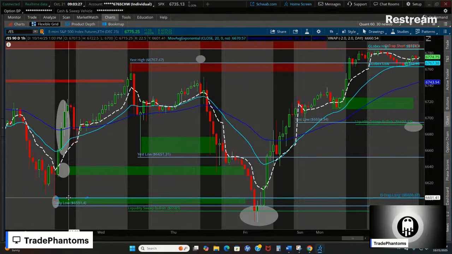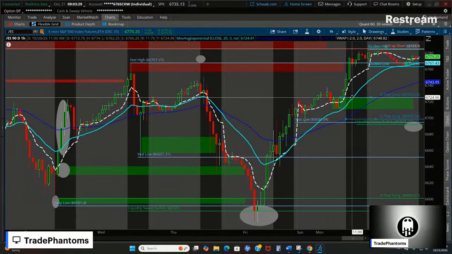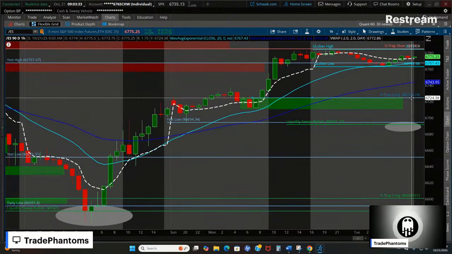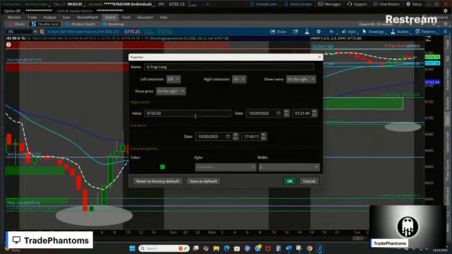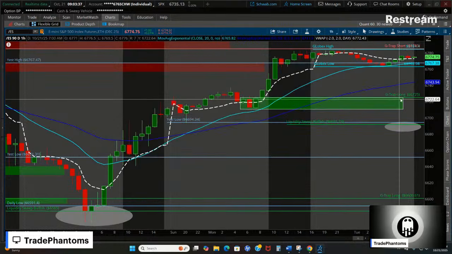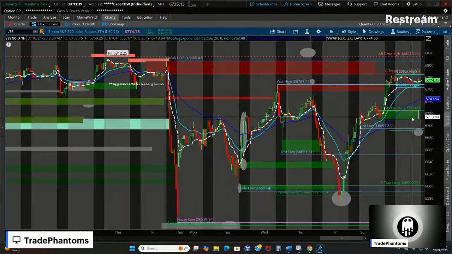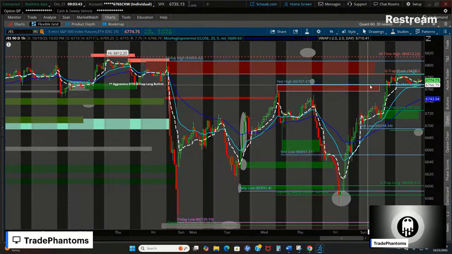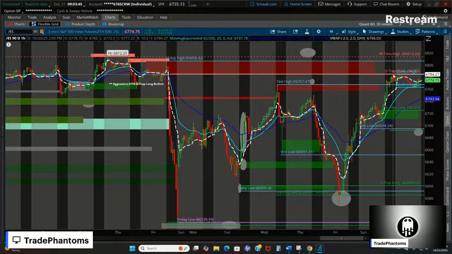Save a couple of clicks here. All right, this could be a decent little G trap long, which is bullish here. All right, nice even number there, 6725. Not bad. All right, we'll check some other things here as well. I kind of broke these daily highs that were put in last week. Okay, we're already retesting that on the other side. Decent little basing here.